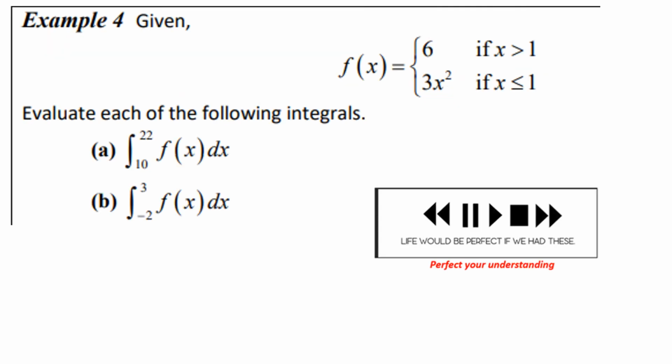Okay, here's a problem called number 4. You have f of x being defined as a piecewise function, like over here. We're supposed to evaluate these two integrals. And so we have a and b. You know what to do. And we'll see how you do in 36.2.